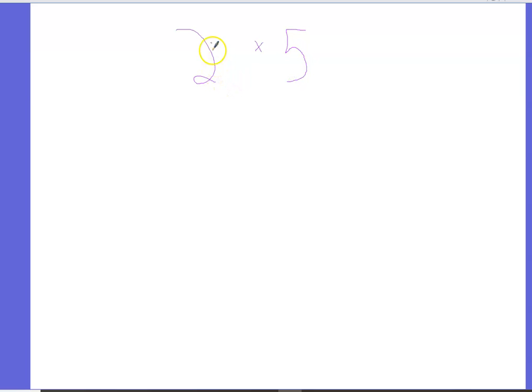Okay, so I can either do 2 groups of 5 or I can do 5 groups of 2. Either way is fine, but let's start out with doing 2 groups with 5 in each group. So we're going to add the number 5 twice. So 2 groups, 1, 2, 3, 4, 5, 1, 2, 3, 4, 5. So this is just my way of showing that we're doing 5 2 times. We're doing 5 plus 5. We're adding 5 twice. So then we can just count by 5s, right? So 5, 10. So 2 times 5 is 10.